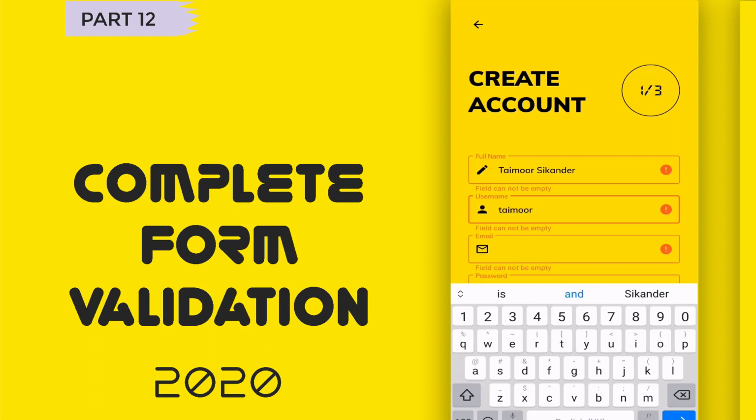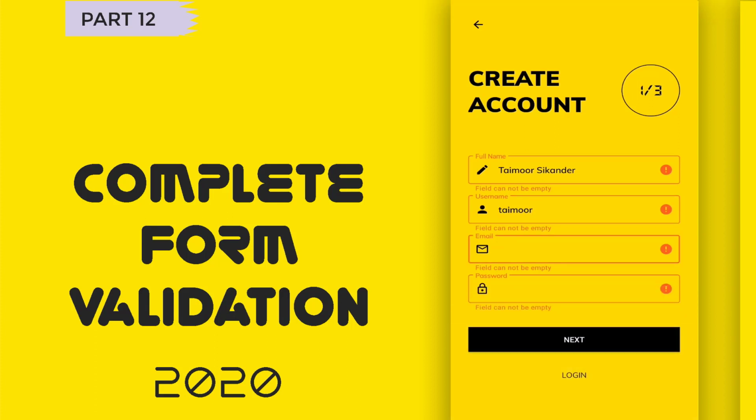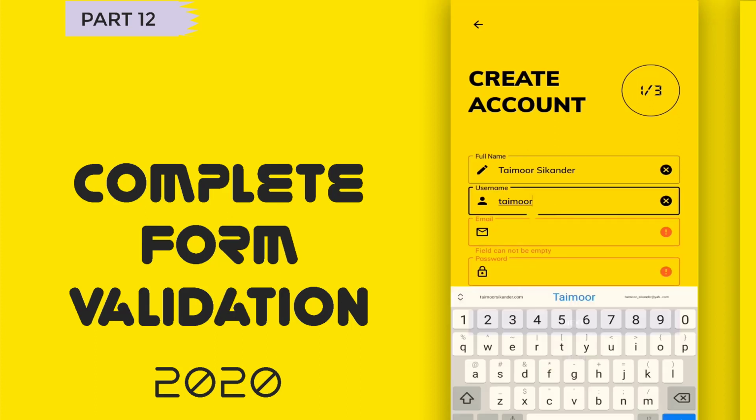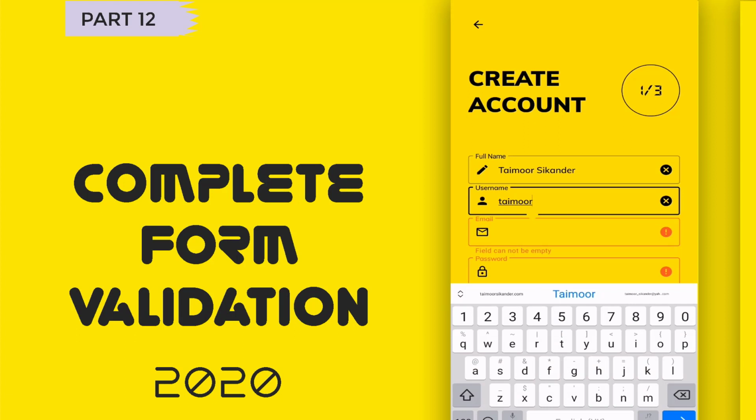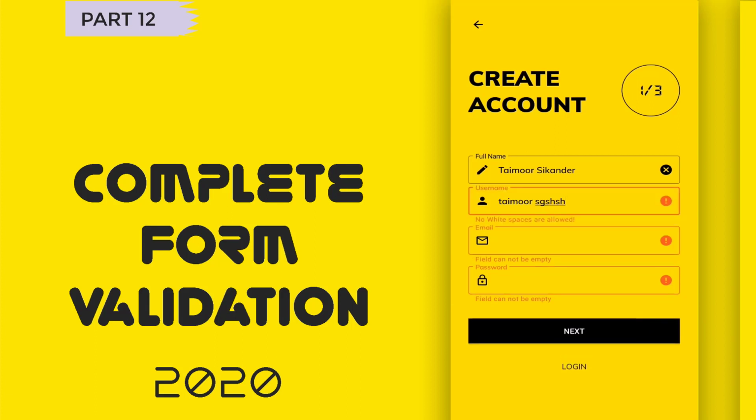Now you can see I have added a space at the end and try to go to the next field and enter. You can see there is no error and the space has already been removed, but after the space, if I write something and then click next, you can see the error which is saying no white spaces are allowed. So we are going to deal with that.